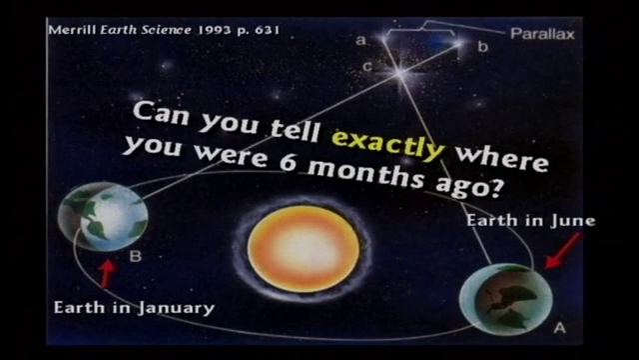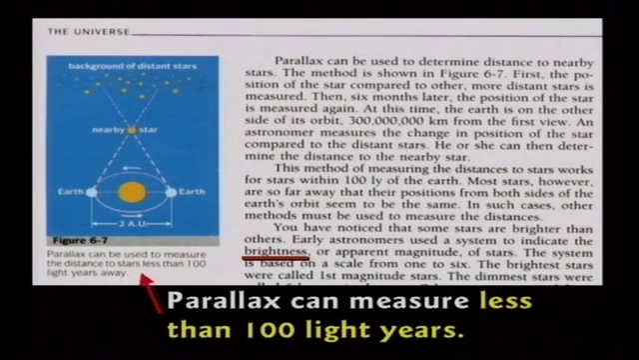I don't think you can tell exactly where you were 6 months ago on opposite sides of Earth's orbit, for one thing, to establish your other base point to get this exact angle. This textbook says parallax trigonometry can be used to measure distances out to 100 light years. Now, some have argued, oh, we've got better telescopes now, we can go out 1,000 light years. You'd have to prove that to me, but maybe we can, okay?